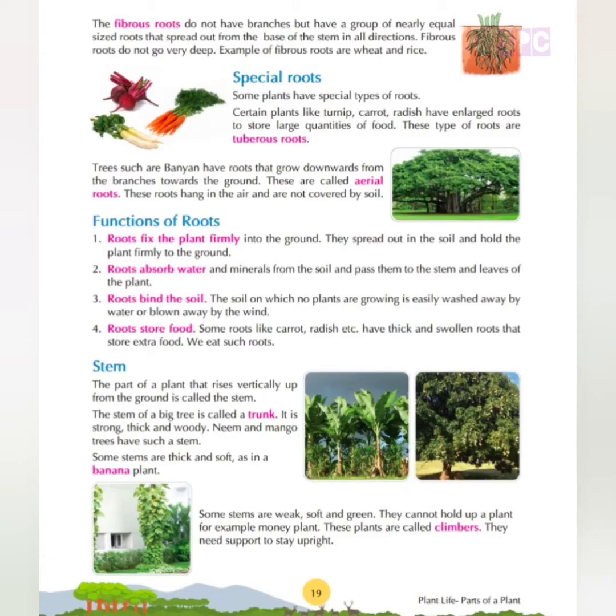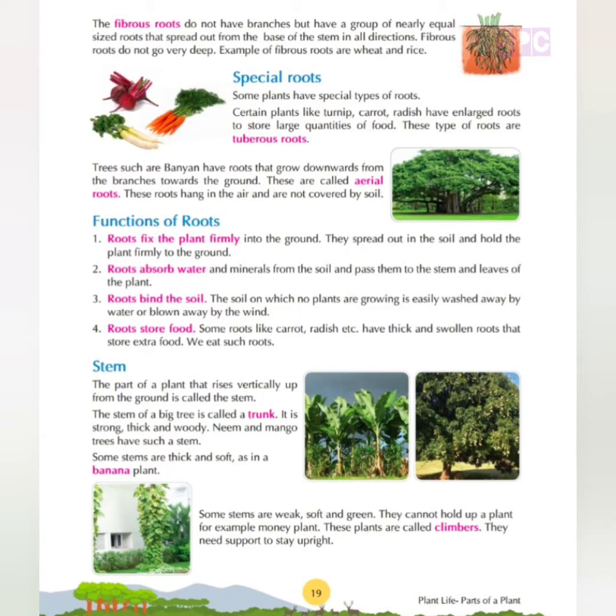Let's move on to special roots. Some plants have special types of roots. Certain plants like turnip, carrot, radish have enlarged roots to store large quantities of food. These types of roots are tuberous roots. Trees such as banyan have roots that grow downwards from the branches towards the ground. These are called aerial roots. These roots hang in the air and are not covered by soil.